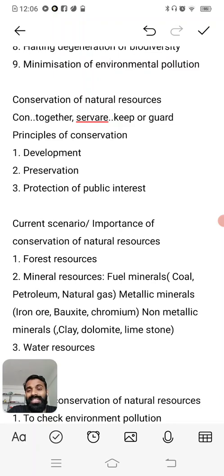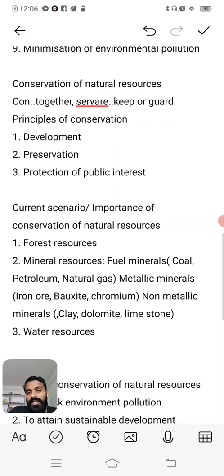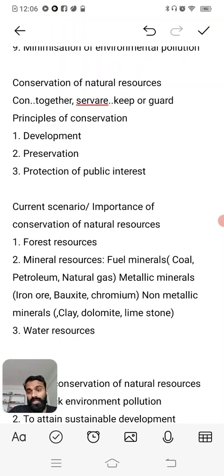Now, how do we conserve natural resources? Conserve comes from two words: con, which means together, and servare, which means to keep or guard. So, we have to guard the natural resources together. There are 3 principles of conservation: development, preservation and protection of public interest. Conservation is necessary because we have to develop natural resources, because we have to preserve them, and also for the protection of public interest. It is for the common good of the entire public that we require conservation of natural resources.